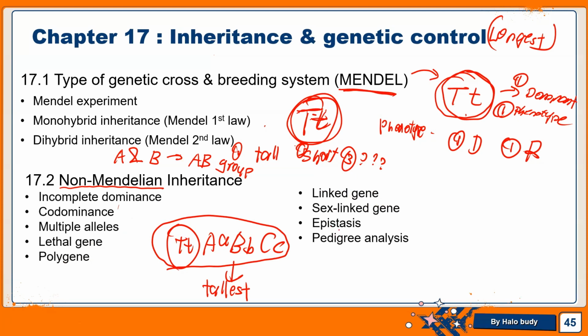Epistasis and pedigree analysis. Epistasis is like polygene but slightly different. Epistasis is when there is a gene at the genotype that will totally change the characteristic. It is like polygene. Polygene is many genes controlling one characteristic. This is the same, but if one gene comes out, it will totally change the characteristic.